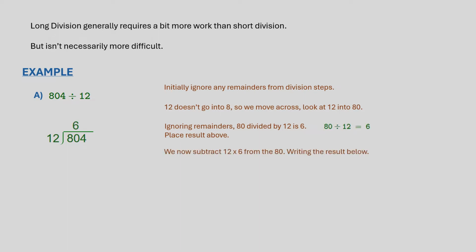Now having placed the 6 above in the answer, the next step is to subtract the 6 multiplied by the divisor 12 from the 80 that we've just divided into, and then we write the result below. Now what we look to do is bring down the next digit in the dividend and place it alongside the number that we've just obtained from the subtraction.